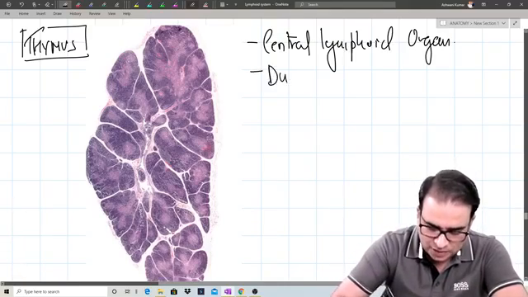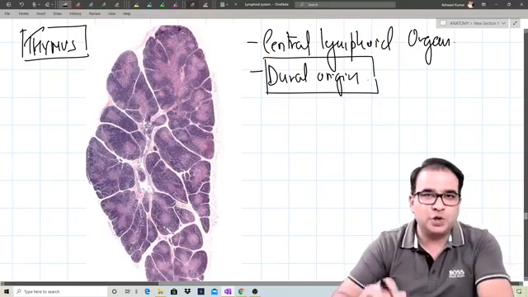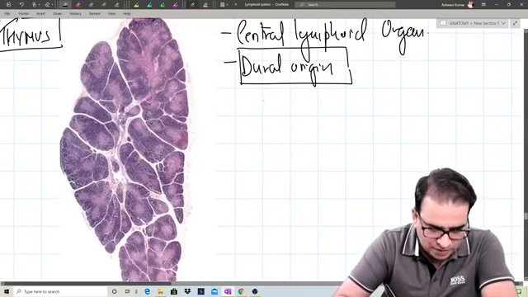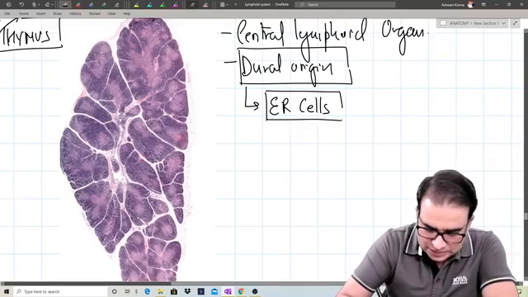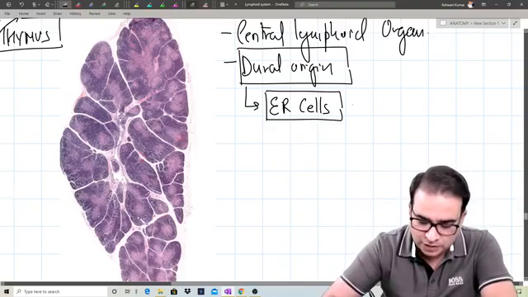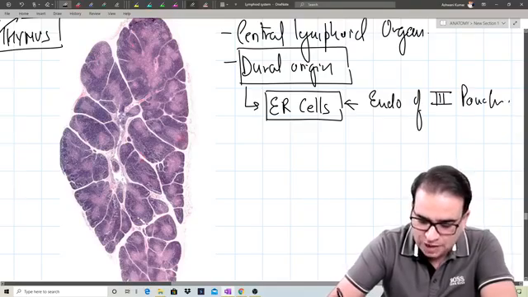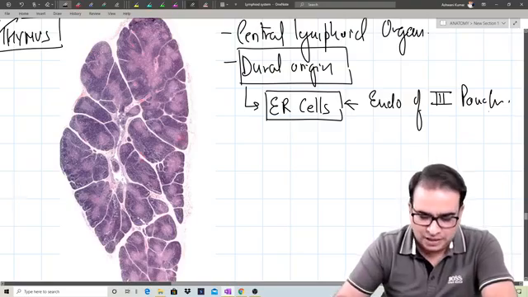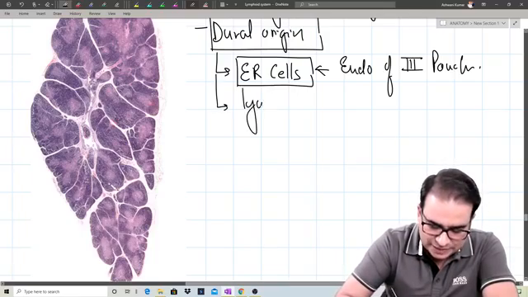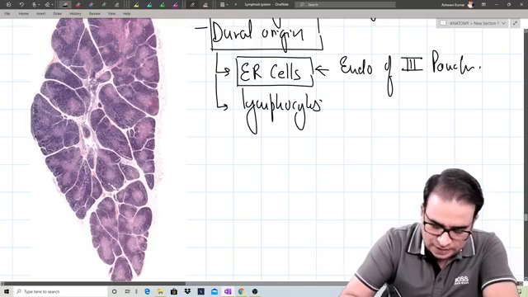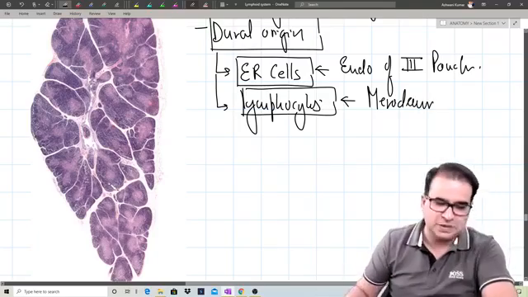And one important thing about the thymus is the dual origin. There's a special name given to this because of this. Now, what is the dual origin I'm talking about here? The epithelio-reticular cells are the ones which are derived from the endoderm of the third pouch. When I'm saying pouch, then I don't have to say the endoderm, pouches are endodermal only. So these epithelio-reticular cells are derived from the endoderm of the third pouch, whereas the lymphocytes will be derived from the mesoderm of the pharyngeal arches only.